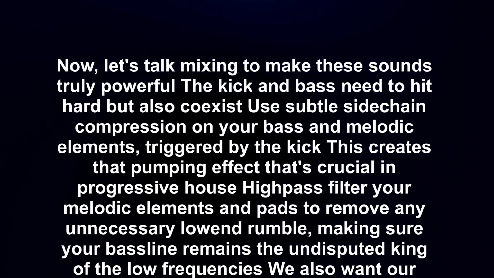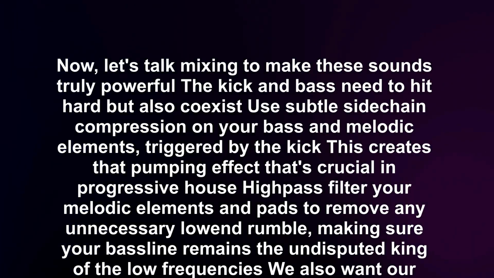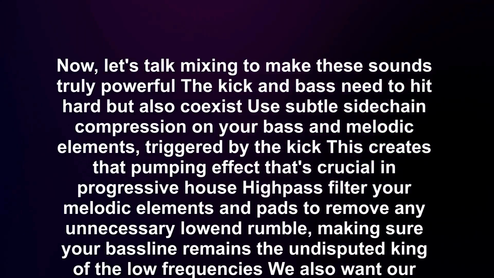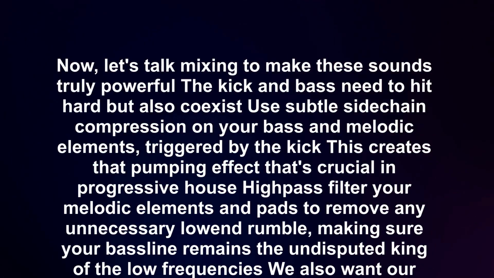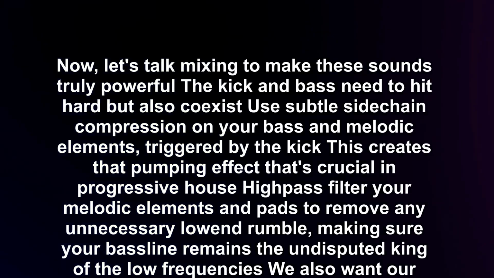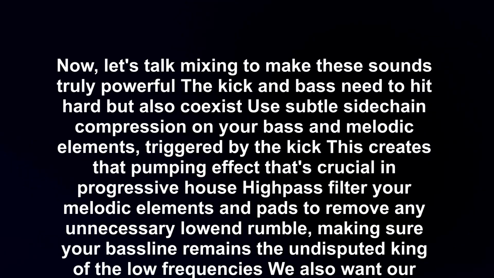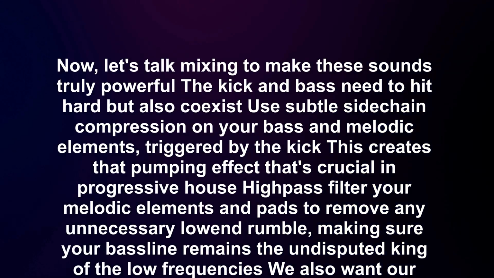To make these sounds truly powerful, the kick and bass need to hit hard but also coexist. Use subtle sidechain compression on your bass and melodic elements triggered by the kick. This creates that pumping effect that's crucial in progressive house. High-pass filter your melodic elements and pads to remove any unnecessary low end rumble, making sure your bassline remains the undisputed king of the low frequencies.